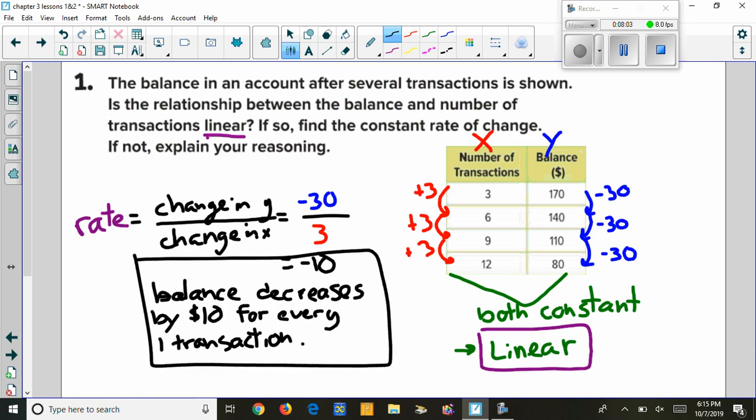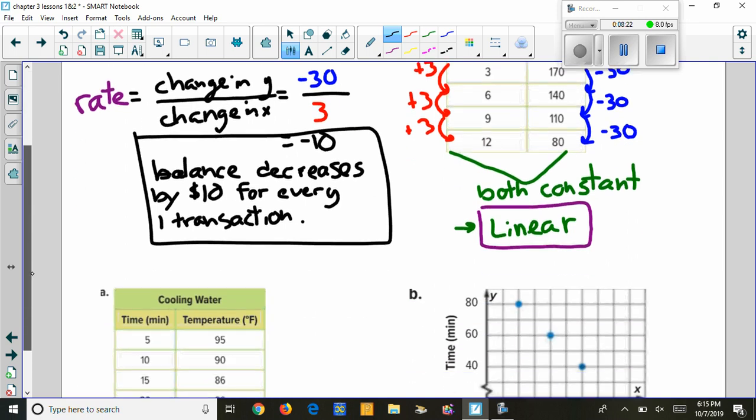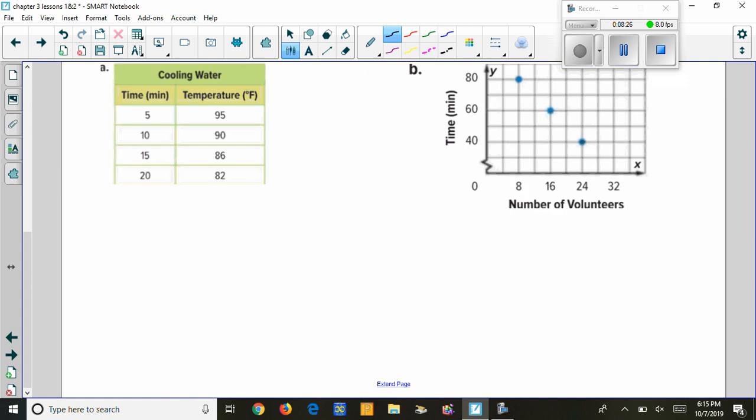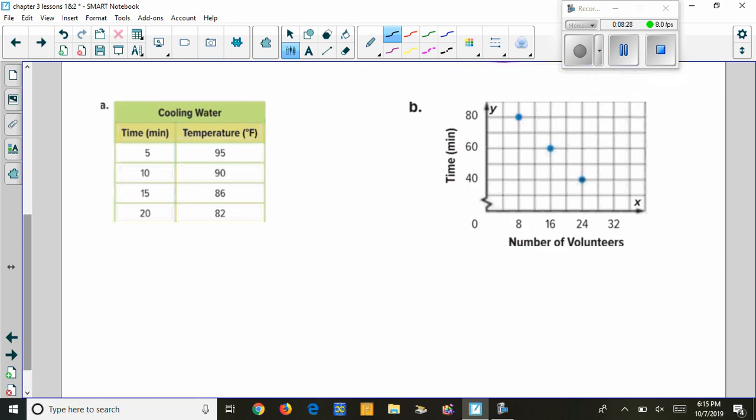So if you're ever asked to interpret your rate of change, you're being asked to give a description of as one thing increases or decreases, then this number increases or decreases. Let's find the rate of change for these two relationships as well. If they are not linear, we'll then need to make an explanation.